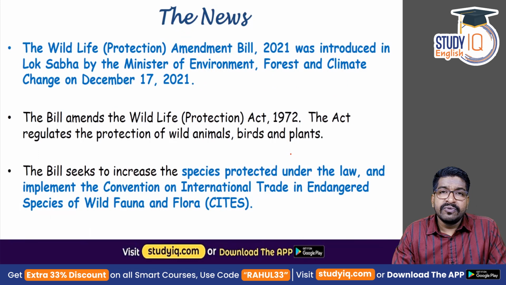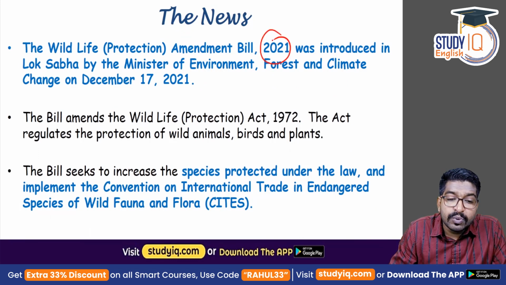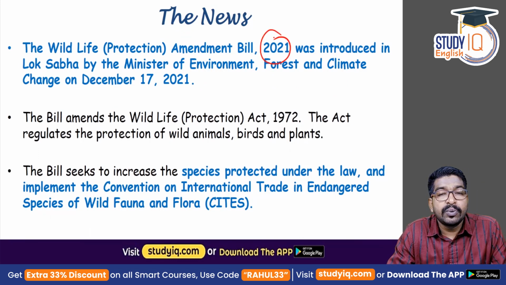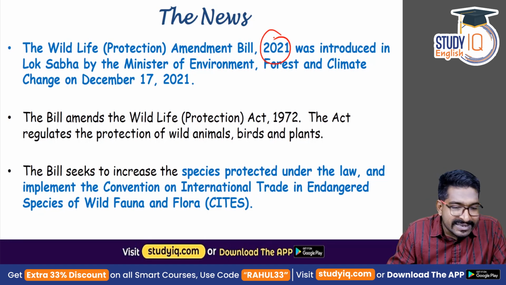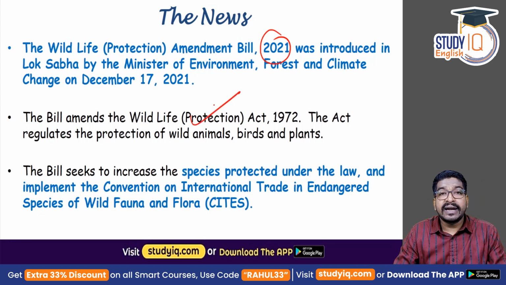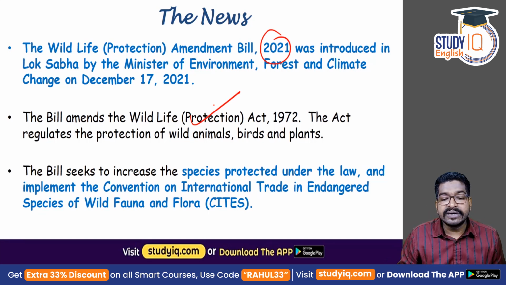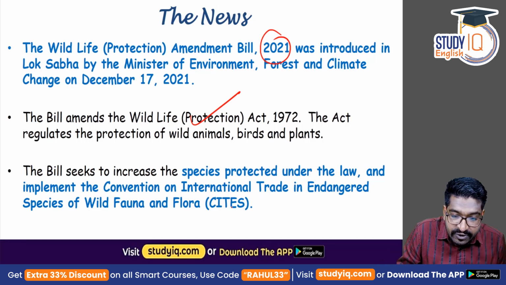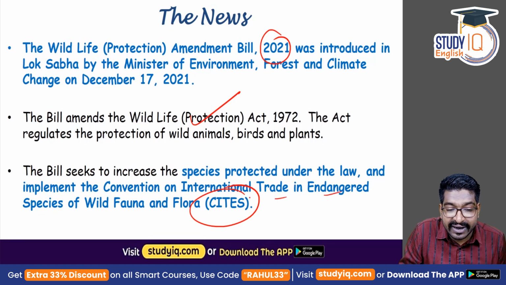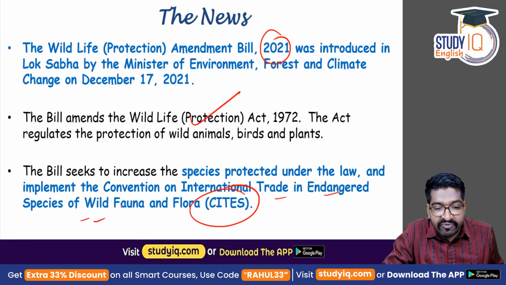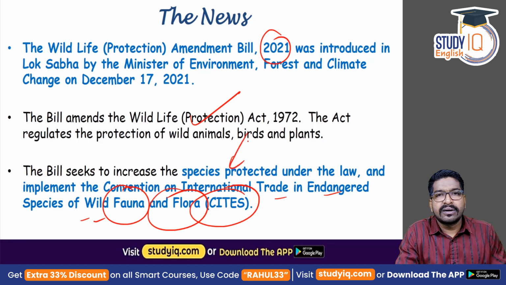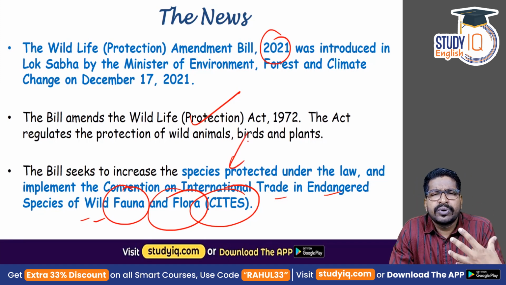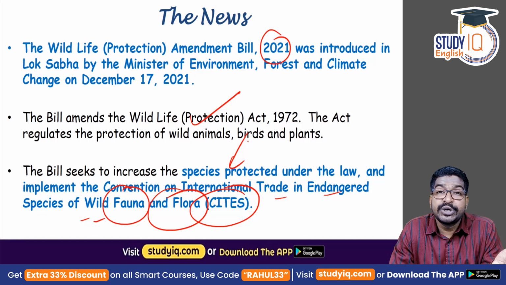Let's try to understand what is the problem. As I told you, the Wildlife Protection Amendment Bill 2021 was introduced on December 17, 2021. It was later on referred to the Standing Committee. The bill seeks to amend the original Wildlife Protection Act 1972 specifically to implement the provisions of CITES, the Convention on International Trade in Endangered Species of Wildlife, Flora and Fauna. Please remember, CITES tries to regulate the international trade in endangered species.